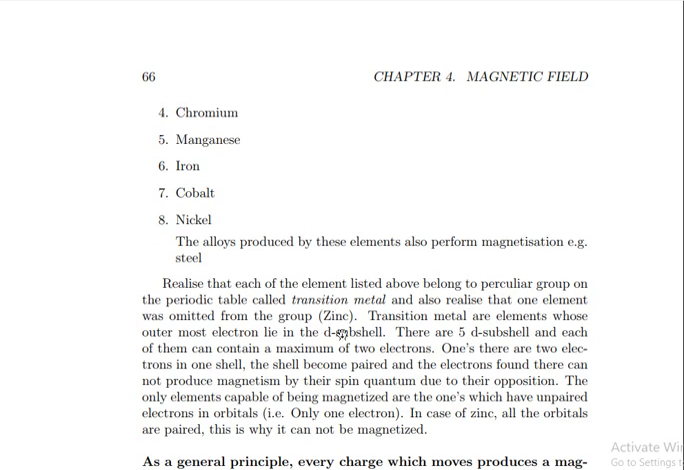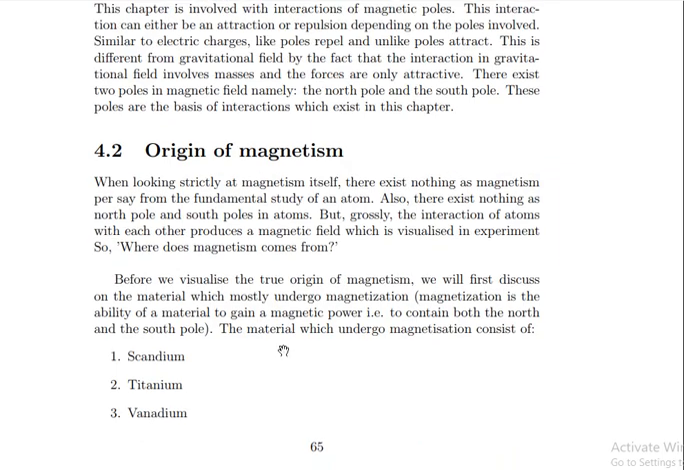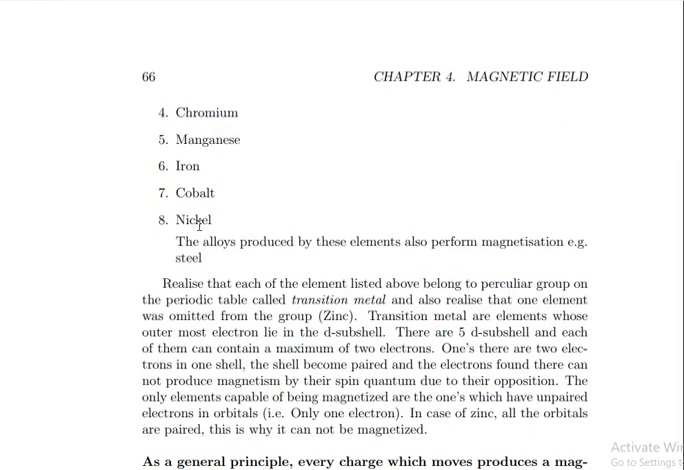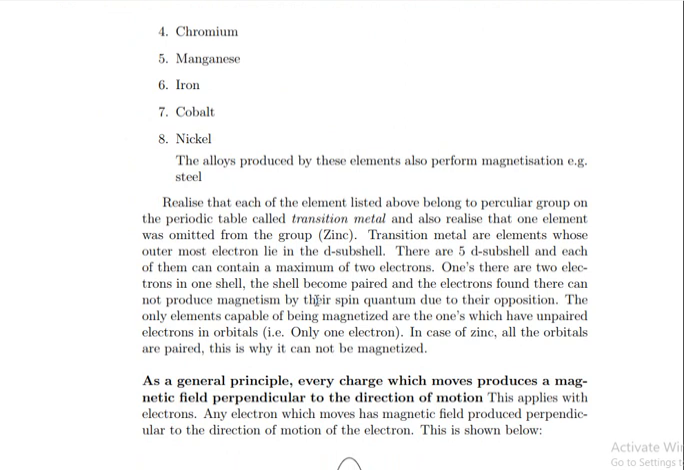Zinc is not magnetized because all the electrons inside the d subshell are paired, while in each of the elements above, one of the electrons is unpaired. Now let's visualize why the unpaired electron is going to cause magnetism.